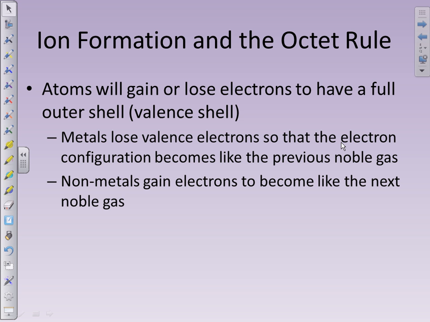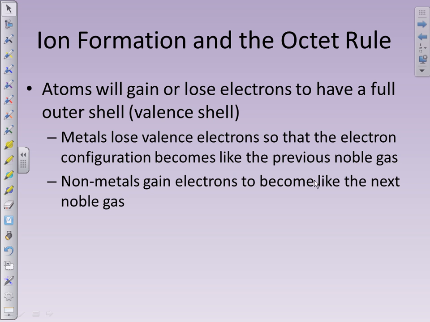Metals are going to lose valence electrons in order for their electron configuration to look like the previous noble gas. If you remember, we drew a Lewis structure for a noble gas yesterday. It was neon, and neon has 8 valence electrons. So if we have 8 valence electrons, it's stable. So now, sodium, after it loses that electron, its electron configuration looks like neon, but it still has 11 protons.